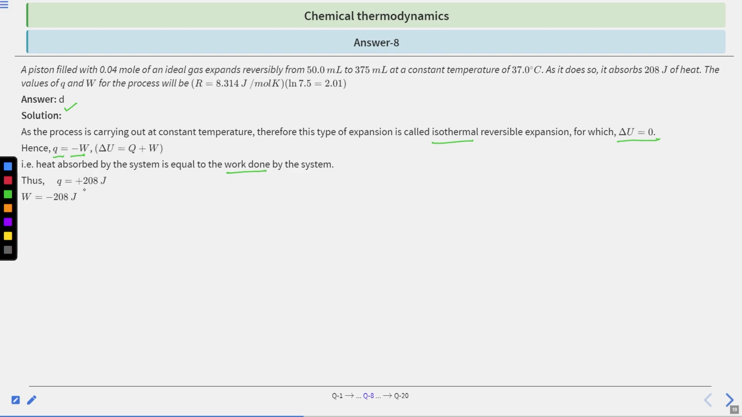Thus Q will be equal to plus 208 joule and work done will be equal to minus 208 joule. So we have to keep in mind the sign convention here and then we can get the answer. Hence option D will be the correct answer.